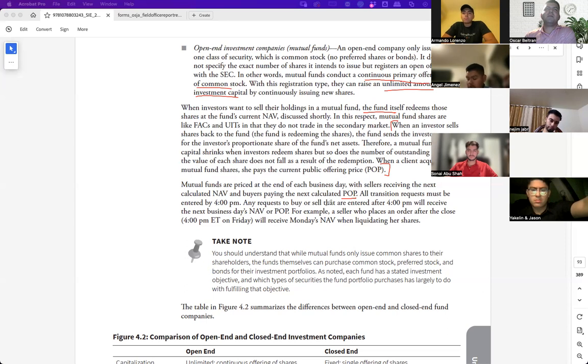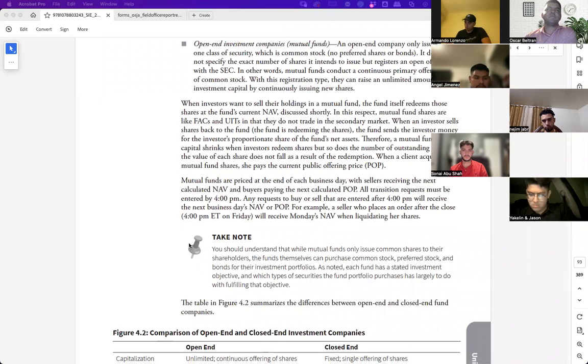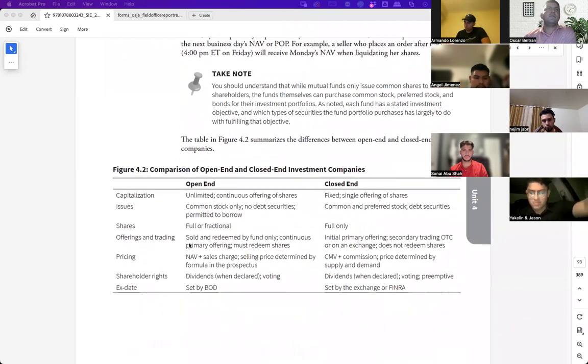Any requests to buy or sell that are entered after 4 o'clock p.m. will receive the next business day net asset value or public offering price. The seller who places an order after the close of 4 p.m. will receive Monday net asset value when liquidating their shares. Okay, so that's pretty easy.